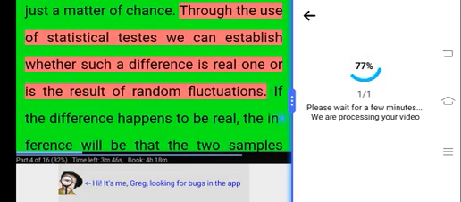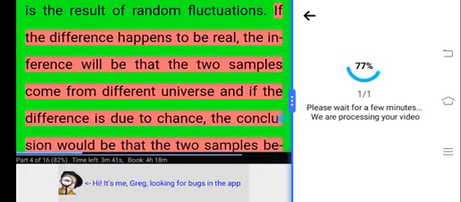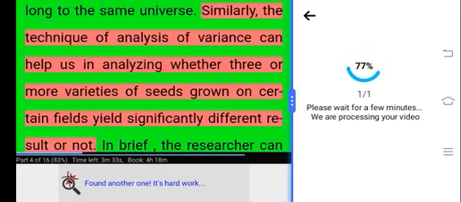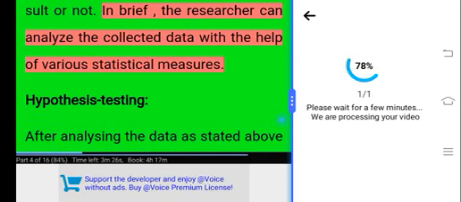Through the use of statistical tests we can establish whether such a difference is a real one or the result of random fluctuations. If the difference happens to be real, the inference will be that the 2 samples come from different universes, and if the difference is due to chance, the conclusion would be that the 2 samples belong to the same universe. Similarly, the technique of analysis of variance can help us in analyzing whether 3 or more varieties of seeds grown on certain fields yield significantly different results or not. In brief, the researcher can analyze the collected data with the help of various statistical measures.